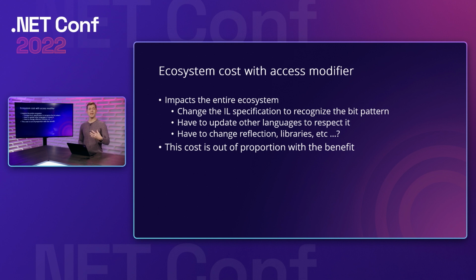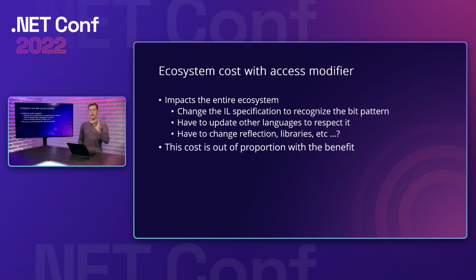First off, you have to go and change the IL specification for .NET to recognize the bit pattern for file. And then you have to go to all of the languages in .NET and make sure they recognize it. We have to go to F# and say, hey, we have this new access modifier and we really need you to recognize it. And lastly, you have to go and update a ton of libraries. Like, there are a lot of libraries and code that look at metadata in libraries. So you have to change reflection. You have to change any kind of metadata reader. And ultimately, this is an enormous cost to the ecosystem. And while it would work, and this is a valid way to do it, the cost is just out of proportion with the benefit that we would get from this.